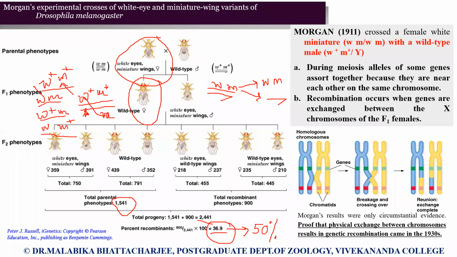But here he saw that the recombination percent was 36.9%, which evidently proved the fact that there was recombination, no doubt of it. But the progenies were not segregated as per the laws of independent assortment. There was some kind of linkage in between the two genes concerned. And this was the first physical evidence. This was not a physical evidence. His experiments gave us a circumstantial evidence that indeed some kind of exchange is occurring between chromosomes, resulting in genetic recombination.